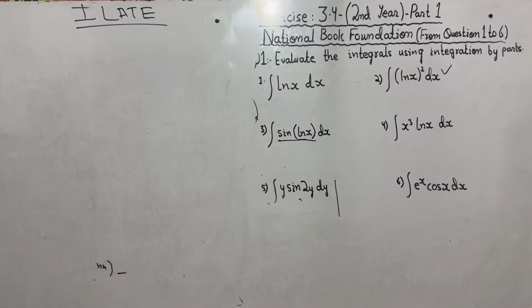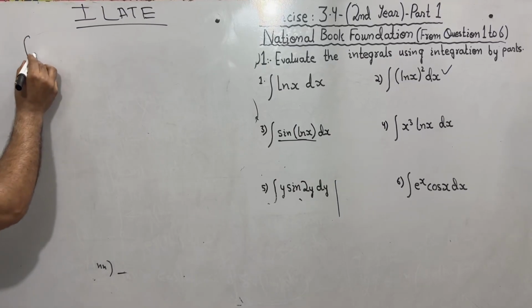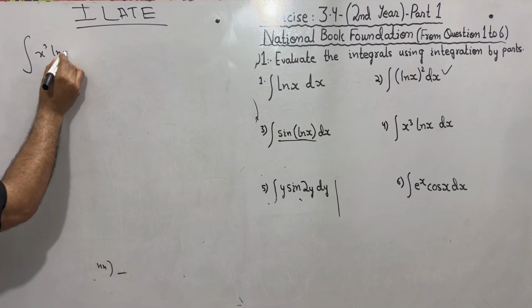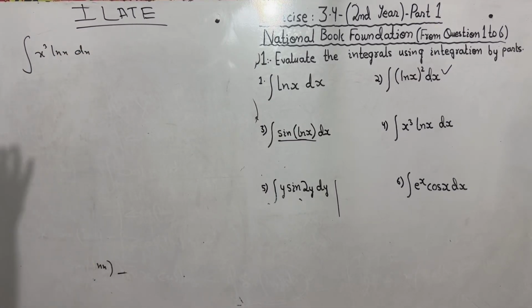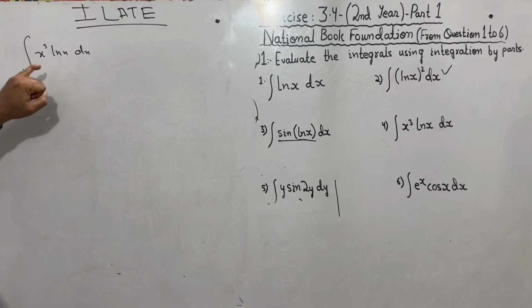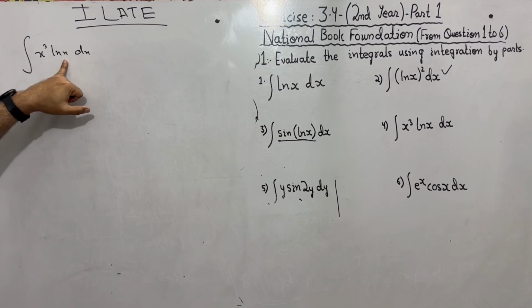Now our life is simpler after doing this question. x cube ln x dx. Look at this. Let me reconcile this with what I have propagated to you at the outset. Take the first one whose integration is not known. The integration of x cube we can easily do: x4 divided by 4. Integration of ln is not known.